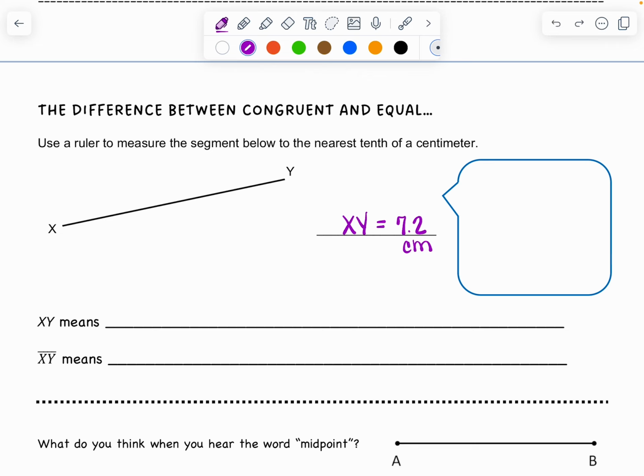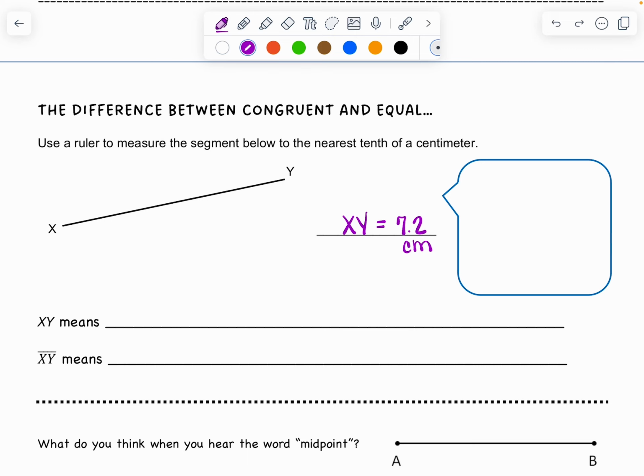And do you notice anything missing? Did you happen to notice that I did not put a bar over the XY? That is a difference in the notation for equals versus congruent. When you're talking about the segment as an object and comparing it, congruency-wise, to another segment, then we're talking about the segment itself, so we use the bar.